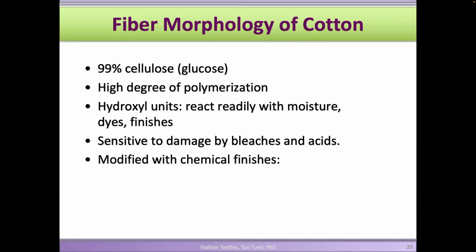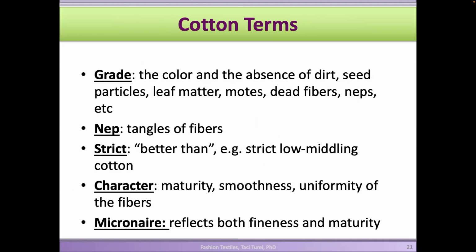We talked about sensitivity to acids. It's also sensitive to bleaches. We can also modify them a little bit with different chemical finishes. So, for example, mercerization is a process where we try to get a little bit more luster on cotton, and we usually do a finish with sodium hydroxide for this. Ammoniation is another finish that we can do for cotton.